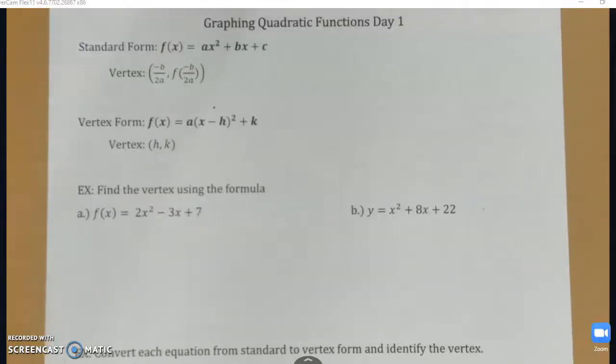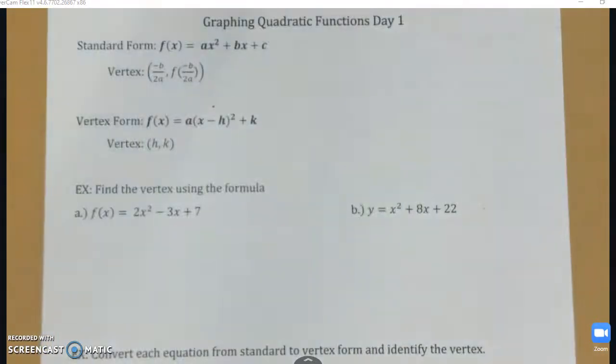Right, today we are graphing quadratic functions, aka parabolas. Off the bat, we need to talk about the two different forms for the equations of our quadratics. The first one should be familiar to you, standard form. This is our ax squared plus bx plus c. That's like the trinomial form that you're used to factoring into double parentheses. So that is called standard form.